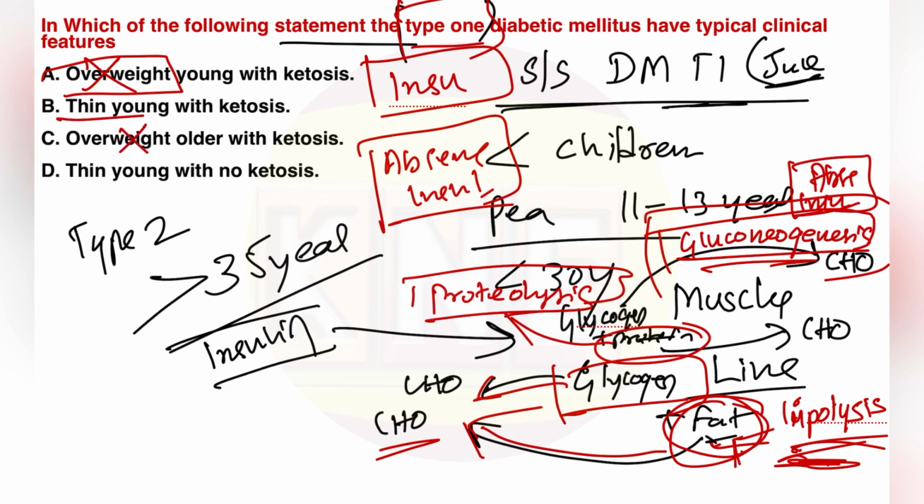And thin, yes, of course thin will be there. Due to the lipolysis there is a presence of ketosis, but we should not say there is no. So there is a presence of ketosis, that's why option B is the right answer.